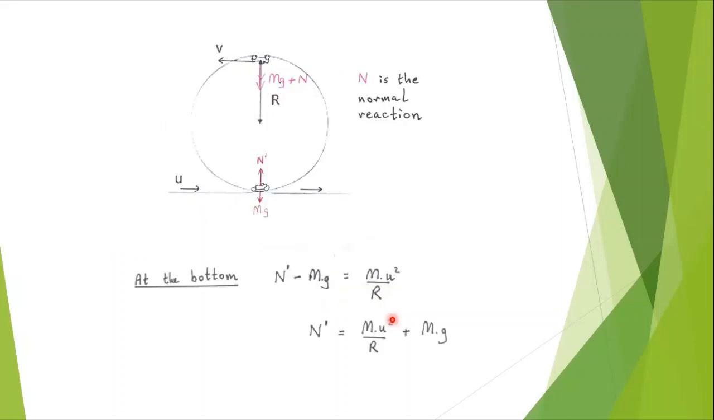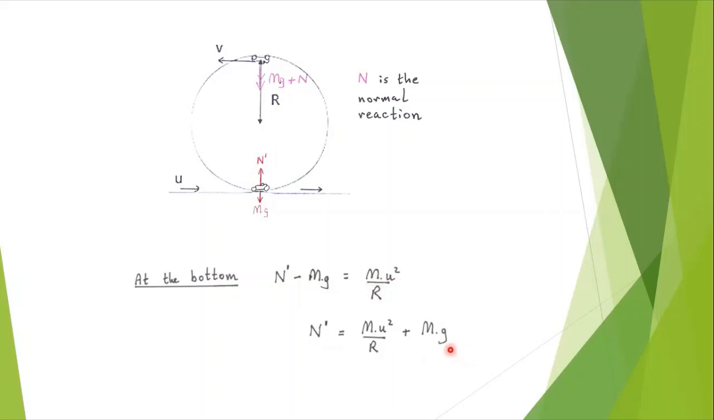Now, at the bottom, we weren't asked about what happens at the bottom, but let's look at it anyway. At the bottom, as it's coming in, what is the normal reaction force? Let's call that N prime. What is the centripetal force at this point? Well, it's mv squared over r. What's the resultant force towards the center? It's N prime minus mg. And again, a quick calculation shows us that N prime equals this plus the weight.